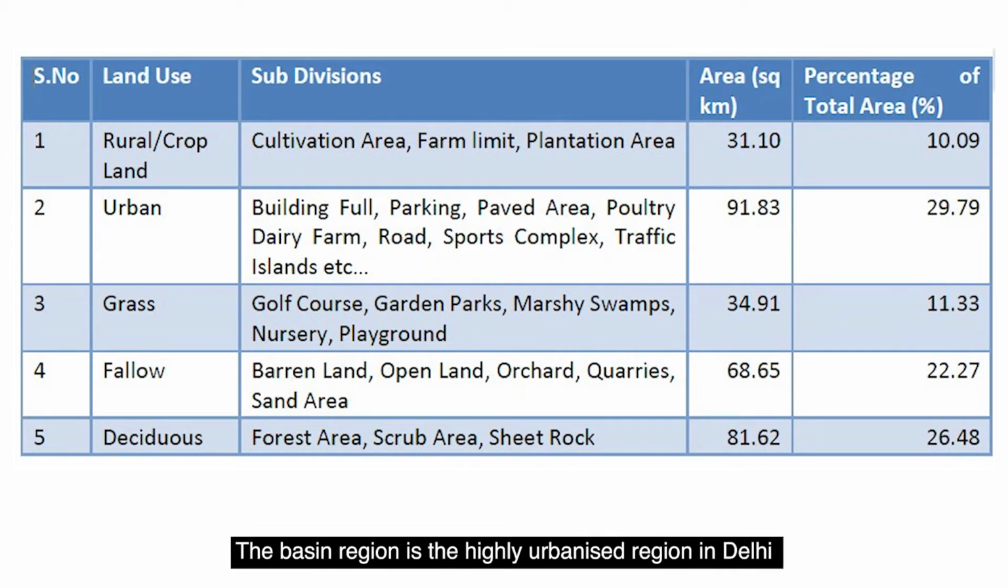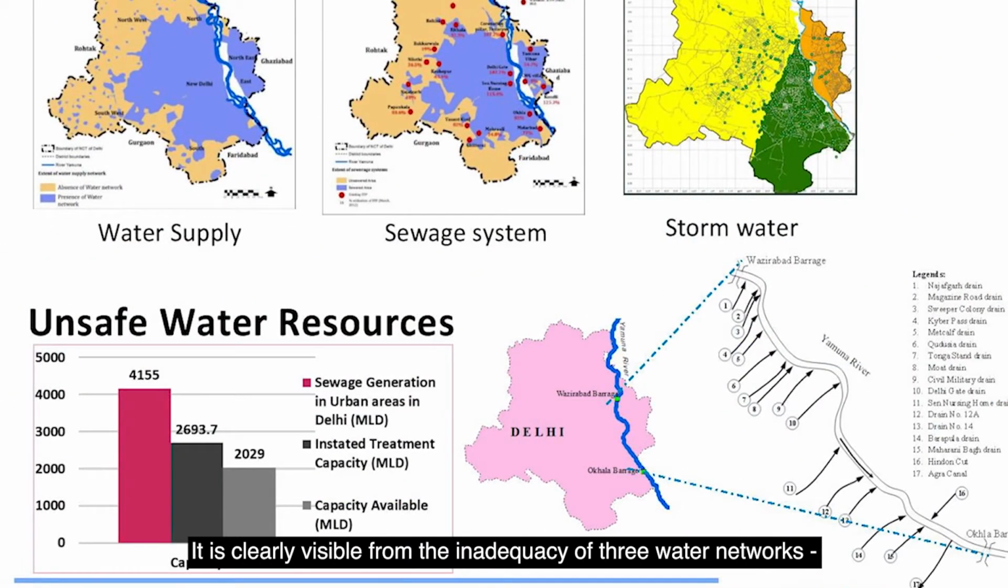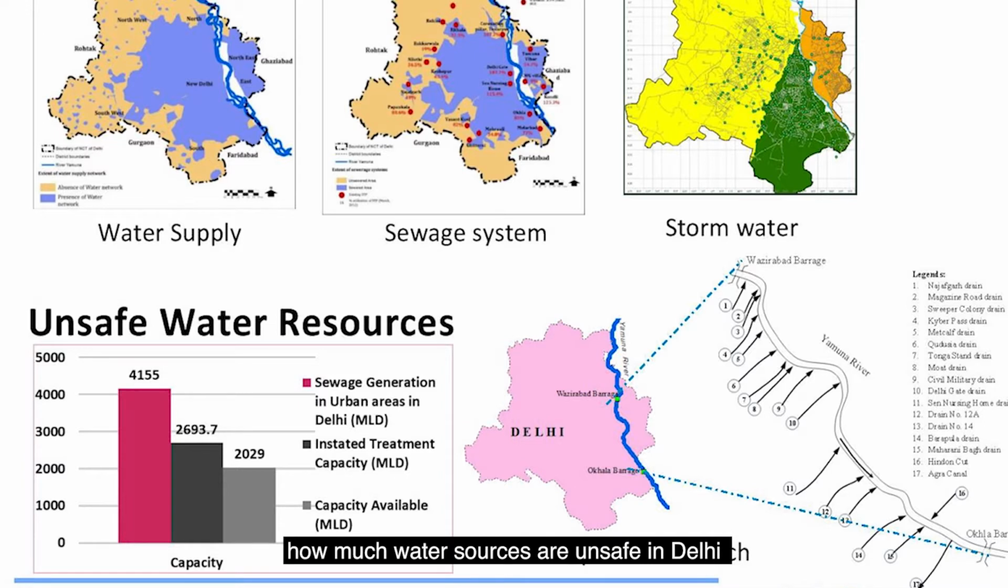The basin region is the highly urbanized region in Delhi with approx 30% of total area contributing to built up land use. It is clearly visible from the inadequacy of 3 water networks, that is water supply, sewage system and storm water, how much water resources are unsafe in Delhi, and the most polluted stretch is clearly as shown.